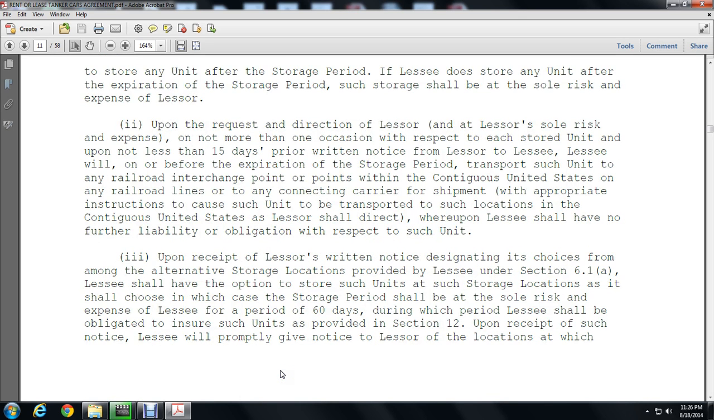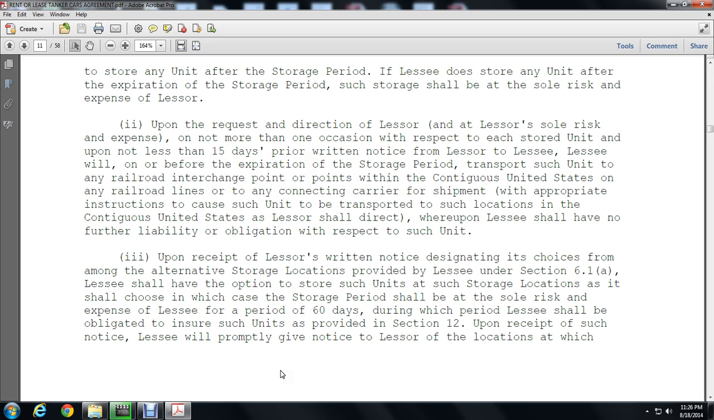3. Upon receipt of the lessee's written notice of the designation it chooses from among the alternative storage locations provided by the lessor under section 6.1a, the lessor shall have the option to store such units at such storage locations as it shall choose, and such storage period shall be at the sole risk and expense of the lessor for a period of 60 days. During the period, the lessor shall be obligated to insure such units as provided by section 12.